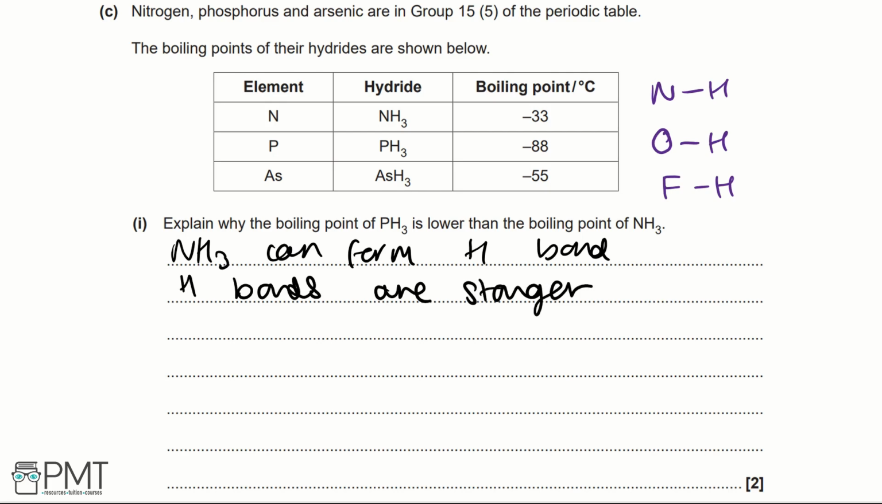To get the 2 marks for this question, we need to say that NH3 can form hydrogen bonds and that hydrogen bonds are stronger. Because they're stronger, it means they're going to require more energy, and therefore PH3 is going to have a lower boiling point than NH3.